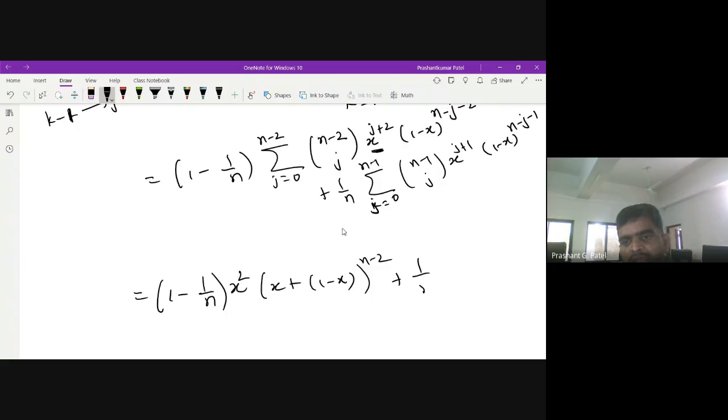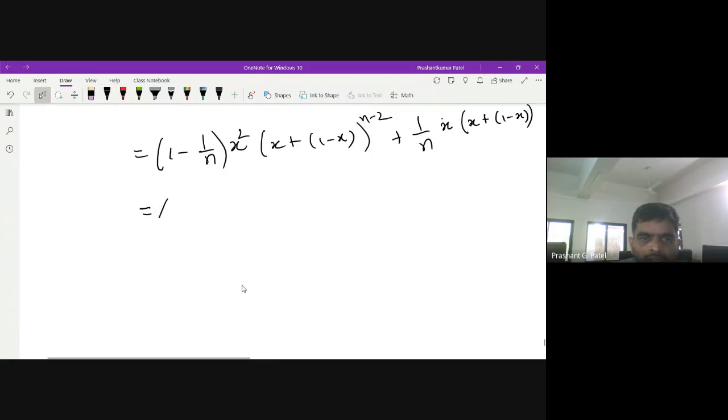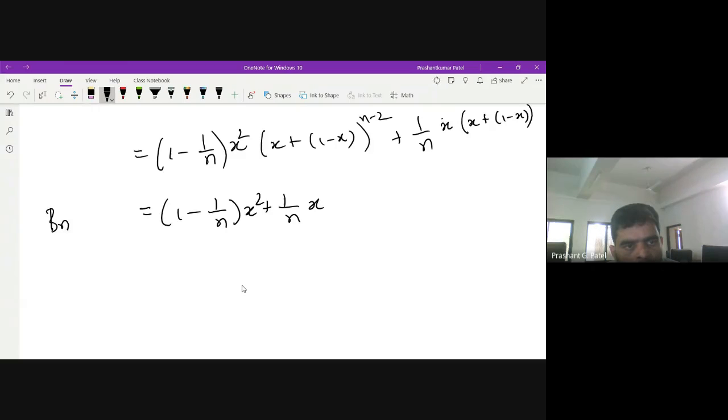And that is 1 by n. The second summation will be 1 by n, x is common out from this, and the rest of the quantity is x plus 1 minus x power n minus 1. Hence, the left quantity is 1 minus 1 by n x square plus 1 by n x. So this is the second moment for the Bernstein polynomial.